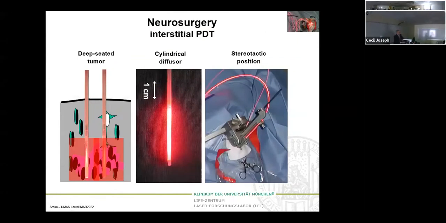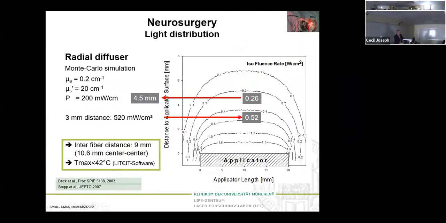But what should we do with deep-seated tumors? We need cylindrical diffusers, which can be put deep into the tumor. For this, we need to drill some holes into the bone, into the skull, and then we can introduce fibers. So this is a stereotactic approach. But we need cylindrical diffusers, and we have to develop them, especially as class 3 products for these nervous system applications. So we make some calculations based on the optical properties of the tissues, which are somehow available. We take the mean of several of these measurements.